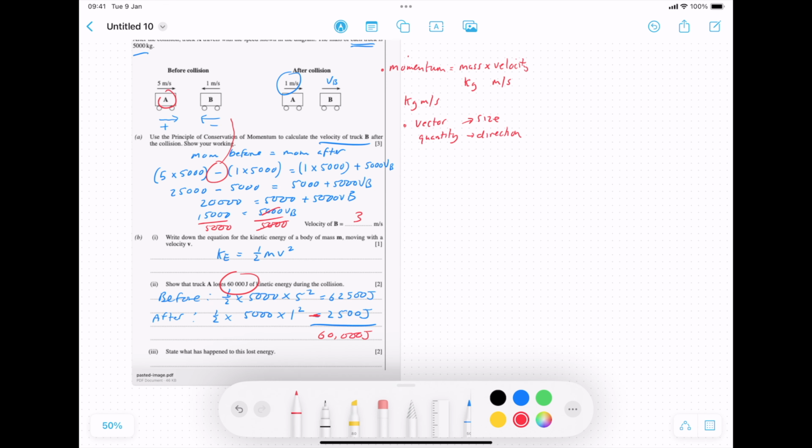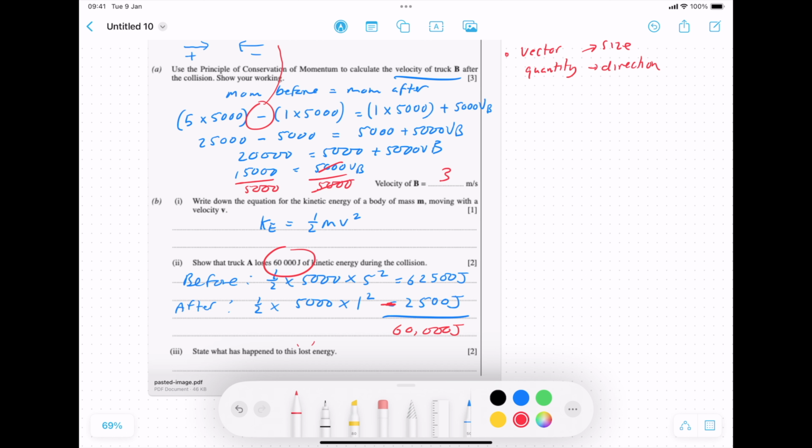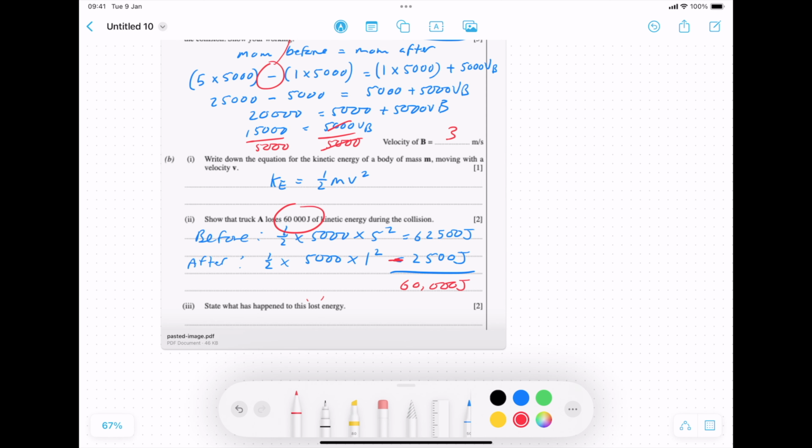Right, finally, state what happens to this lost energy. The energy would be transferred into the surroundings as, for example, heat, and there would be noise. All of those sorts of transfers would add up to the original amount of kinetic energy the truck had.